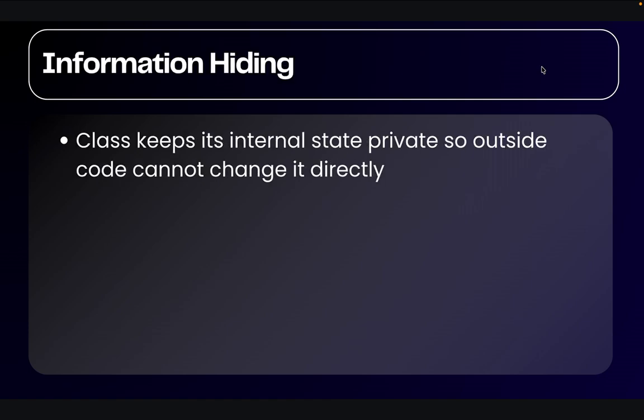Now, information hiding looks at making sure that the internal state is private so that outside code cannot change it directly. So this is linking to that internal state portion. It's basically making sure that your information stays hidden so it can't be changed.